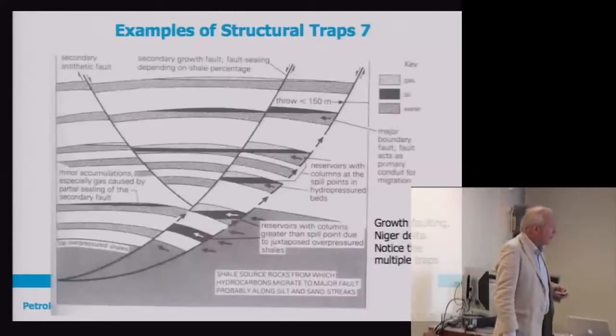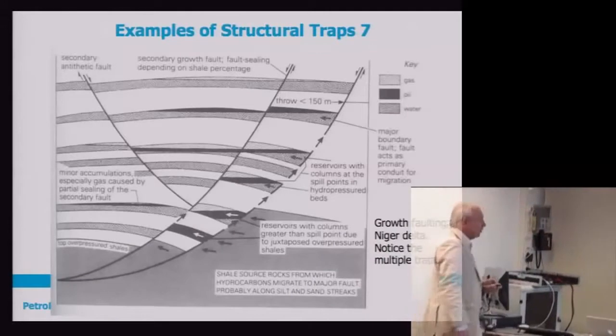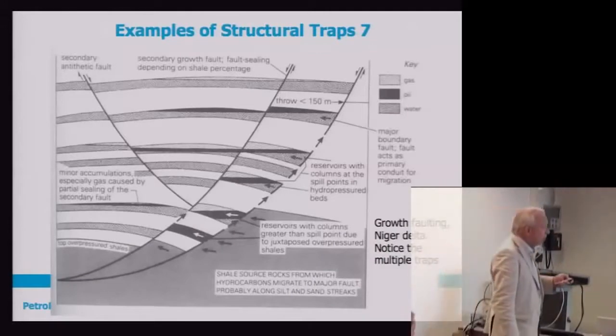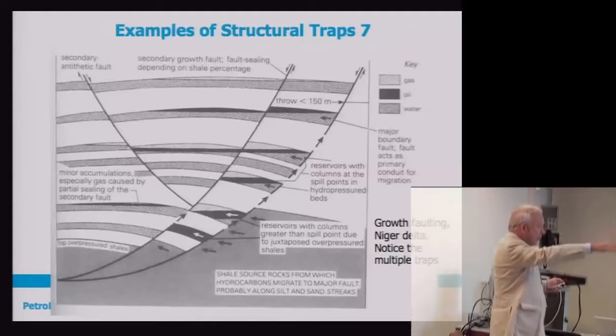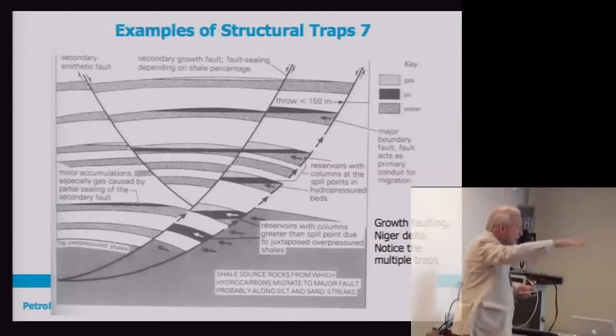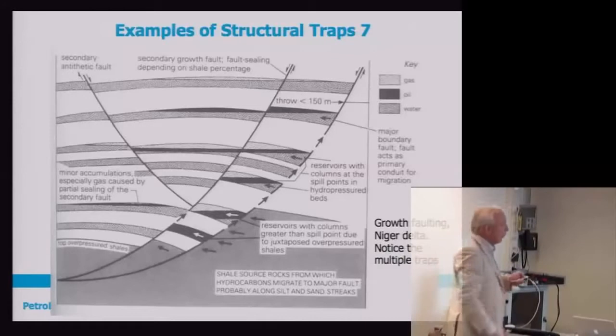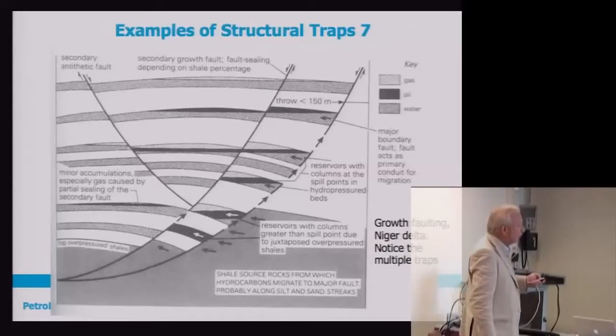This is from Nigeria. It's more a conceptual sketch, in fact, and that's one of these rollover structures, a growth fault shown here, and a secondary growth fault along here, a so-called antithetic fault, and those are the structures we find typically. So very gentle, very large anticlines, which we call rollover anticlines, and they are filled very often to a great degree with oil. And in the deeper layers we have gas, as shown by these lighter colors here.